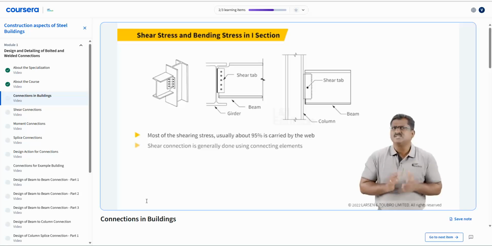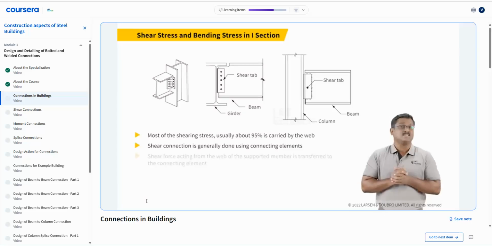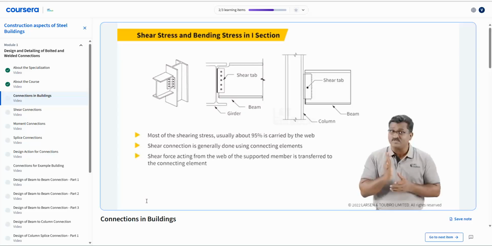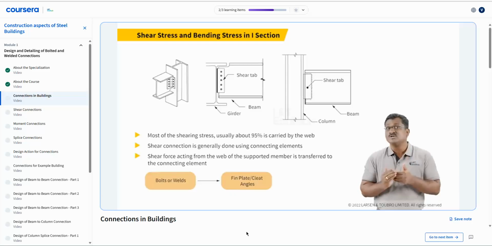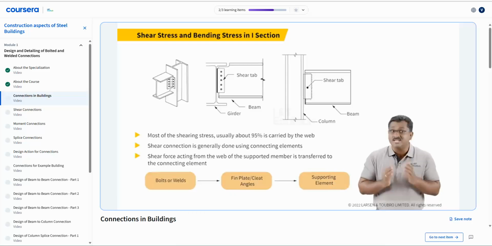For this type of shear distribution, the shear connection is generally done using connecting elements. The shear force acting from the web of the supported member is transferred to the connecting element like fin plate or cleat angles, etc. by bolts or welds. Further, the connecting element transfers this shear force to the supporting element without any shear failure.